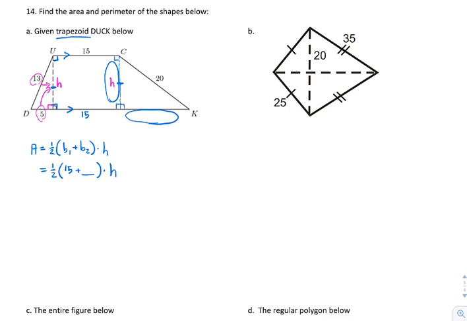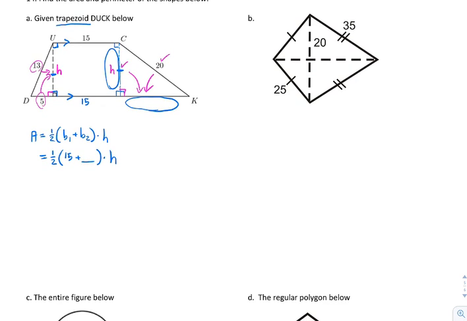Then once I have that height, I can say, well, look at this. If I've got the height and I've got the 20 and a right angle, I could use those two with Pythagorean Theorem to find this side. So really what this problem is saying is use Pythagorean Theorem twice to find the missing values. And once we have those, we can solve the problem.